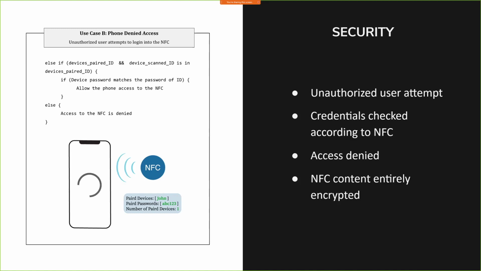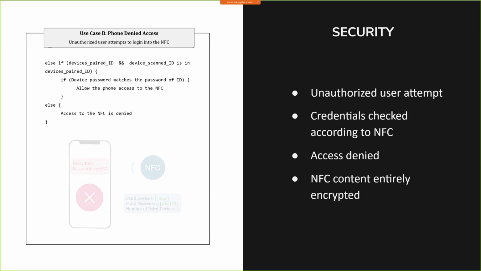Use case B, however, contains the pseudocode for authorizing the user with access if they have the correct privilege. If the credentials do not match the user list and password of the NFC tag, then the user access will be denied. This is shown as the user Tom here tries to access the NFC tag with unauthorized credentials. If the access is denied, then the user will not be able to enter the device associated with the NFC or even modify the contents of it.